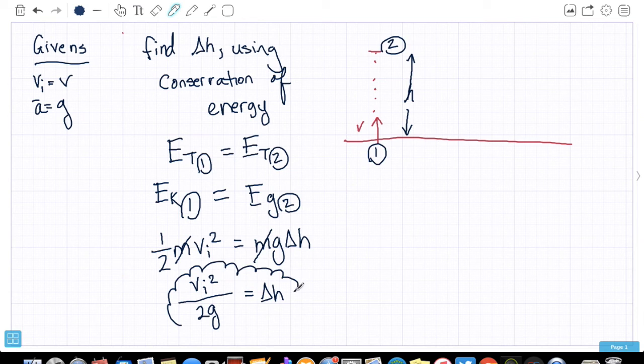So if we were given numbers, let's say that we were given 10 meters per second, and that's what our velocity will be in meters per second. And the reason why it has to be in meters per second is because little g here is in meters per second squared.